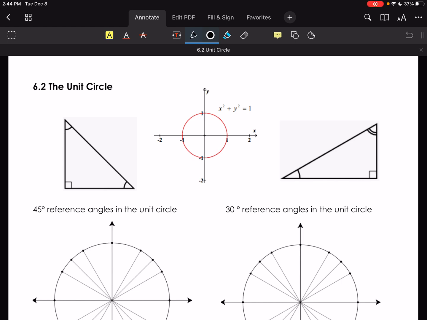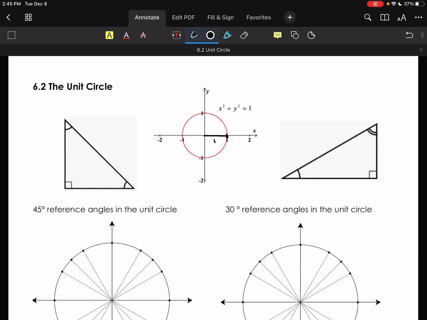Alright, so today we're going to look at the unit circle. The unit circle is pictured there in the middle, and an important thing to note about the unit circle is that it has a radius of 1. Okay. Now, we're going to use special triangles to describe various instances around my unit circle.